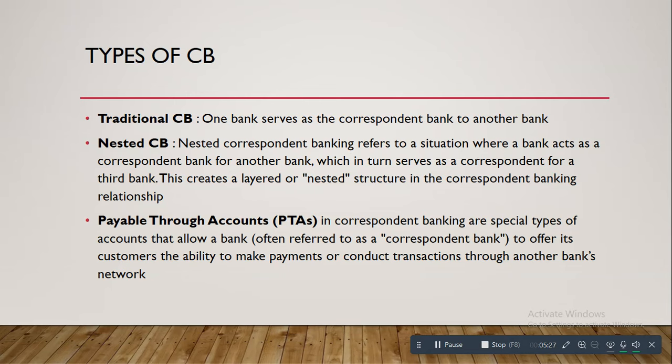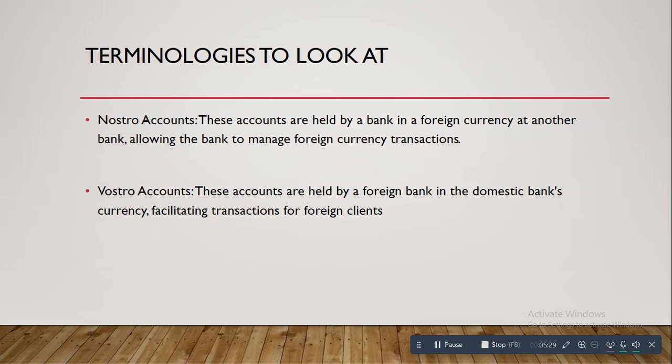So let's move forward. Here are a few of the terminologies to look at in the correspondent banking system: the Nostro and Vostro accounts. Many times these two terms are heard in regard to correspondent banking. So what is a Nostro account? These accounts are held by a bank in foreign currency at another bank, allowing the bank to manage foreign currency transactions.